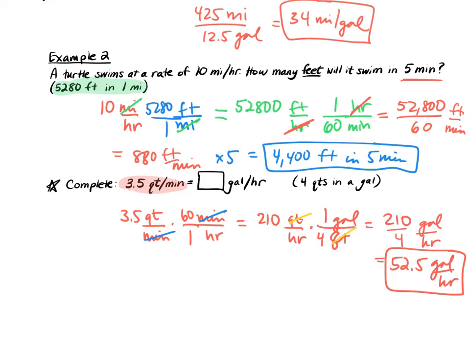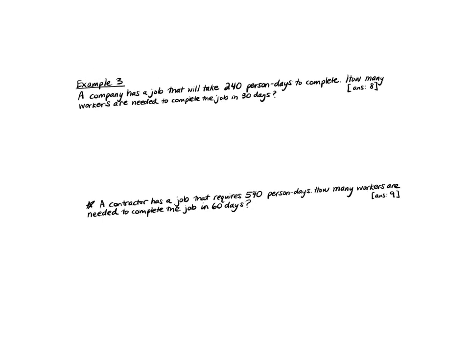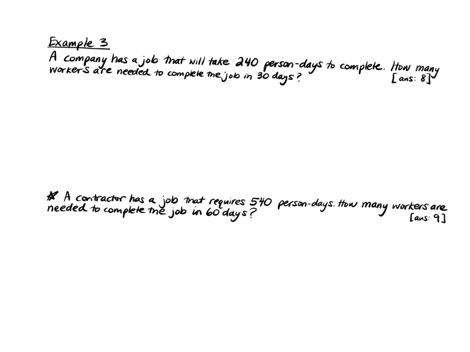But then what if we want gallons per hour? If you have 210 quarts and there are 4 quarts in a gallon, then you just have to divide that by 4 to get gallons, and you have 52.5 gallons per hour, which is essentially what this does here, right? It multiplies by 60, divides by 4. Okay, moving on to our last example.